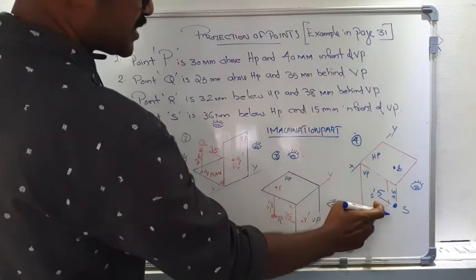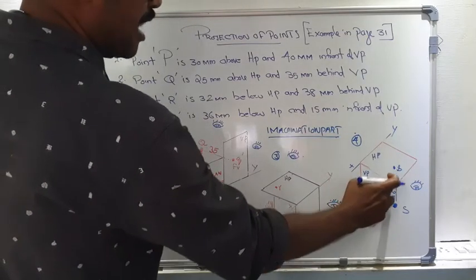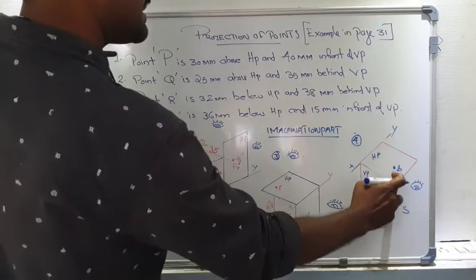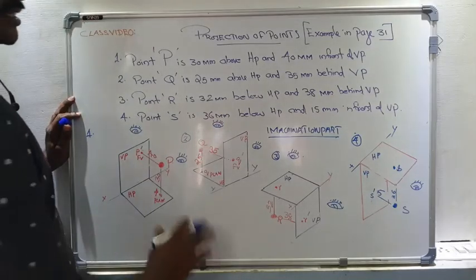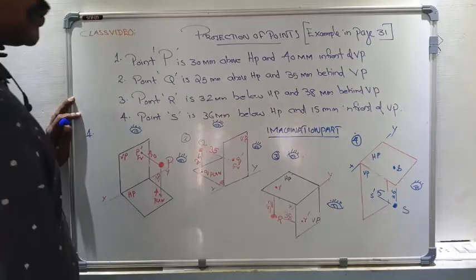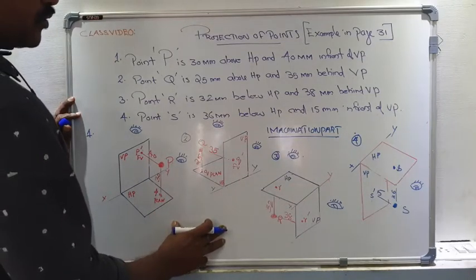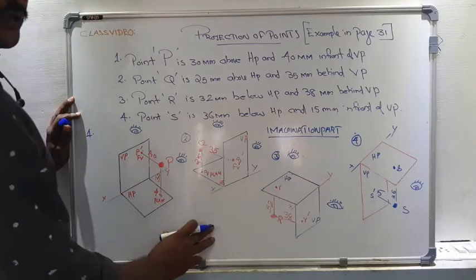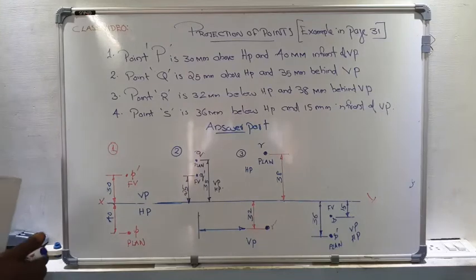This is the picturization of the fourth quadrant. In this, we can understand that our point is S, which is fixed 36 mm below HP and 15 mm in front of VP. This is the imagination part. Now we have to see how to draw the orthographic view of the given points in a common XY line. Okay. Now let's start our answer part.